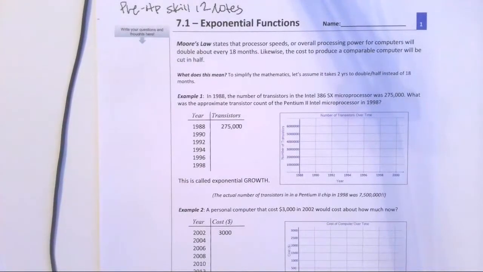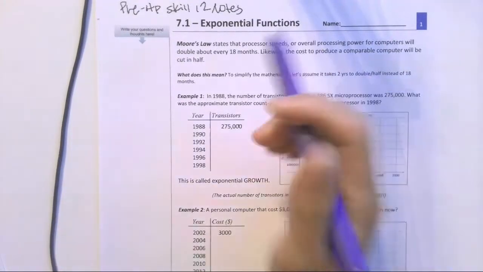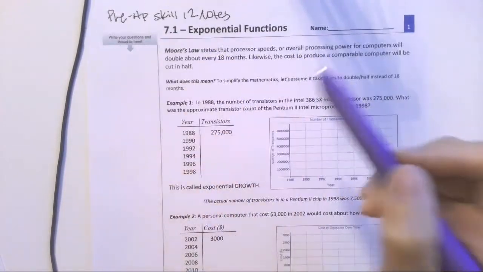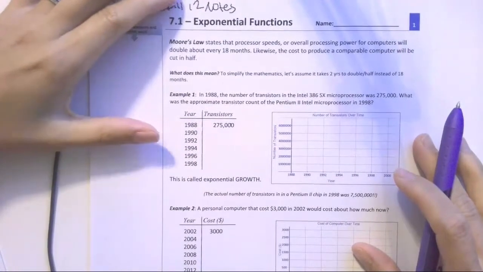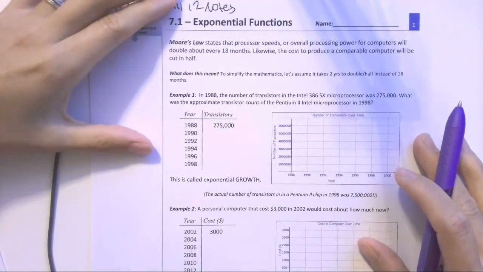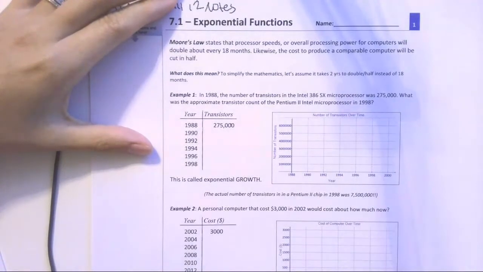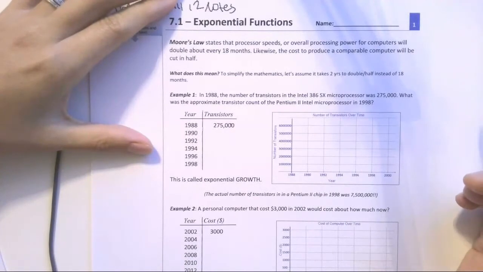Hello scholars, today we're going to do skill 12 lesson, analyzing exponential functions. So let's go over it together. There are a lot of laws, right? But one of the laws is called Moore's law, which states that processor speeds or overall processing power for computers will double about every 18 months. Likewise, the cost to produce a comparable computer will be cut in half.